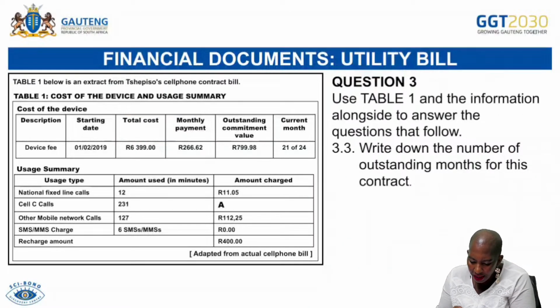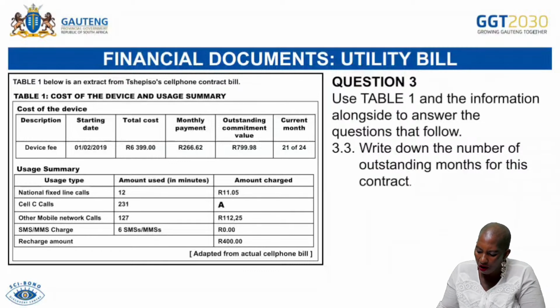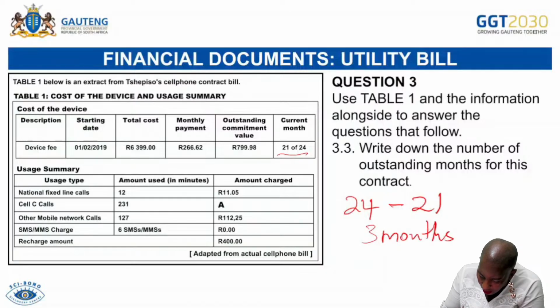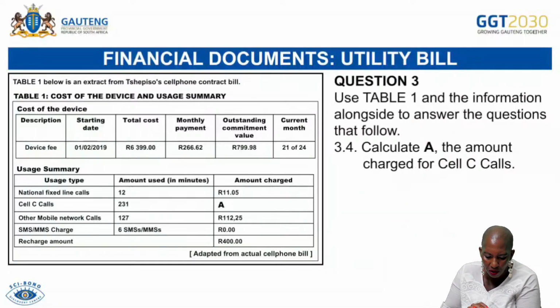It says, write down the number of outstanding months for this contract. So the number of outstanding months, the total contract term is 24 months, and then this one, it is statement number 21. So 24 minus 21, it is 3 months. So Tepiso is left with 3 months to finish paying the contract. So the answer is there, boys and girls.